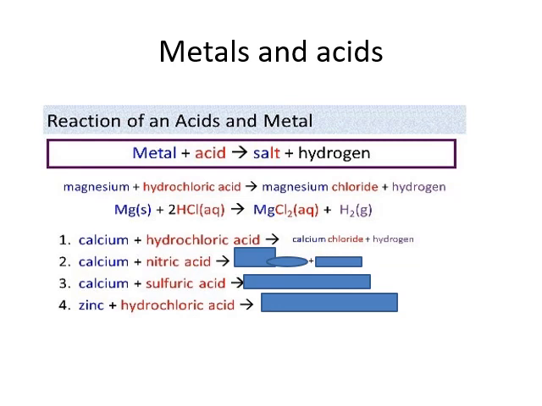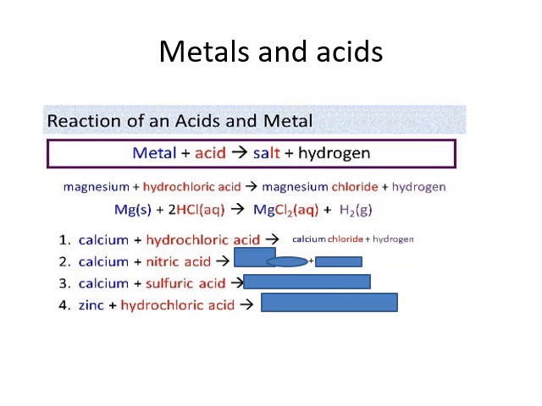The salt, so the first part of the name of the salt has come from the metal, so you can see both of those are in blue. A chloride salt is formed when hydrochloric acid is used. So magnesium chloride comes from the magnesium and the hydrochloric acid.